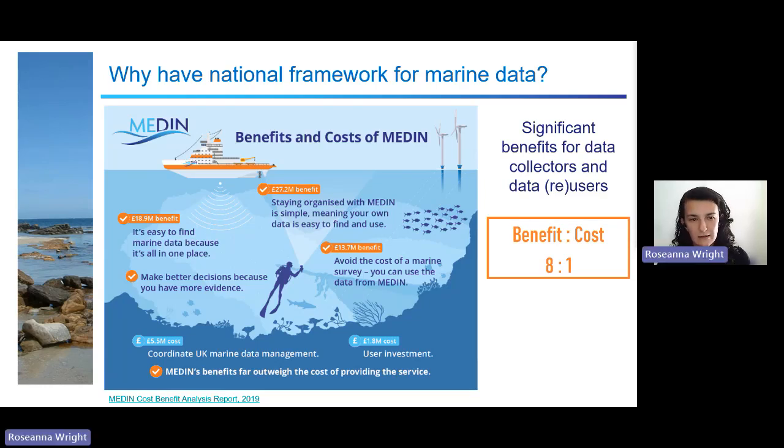So in 2019, we commissioned a cost-benefit analysis of MEDIN, which was conducted by an independent body, and that found a ratio of 8:1 benefits to costs. So for every £1 spent in MEDIN, it returns £8 of value. And some of the major benefits were making it easier to find data, being able to make better decisions because of having access to more evidence, being able to stay more organised, and even being able to avoid conducting new marine surveys entirely if suitable data already existed.